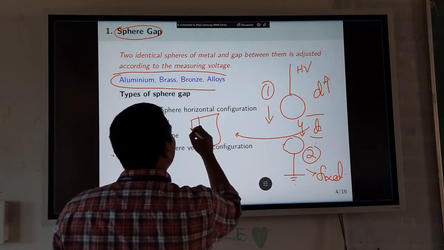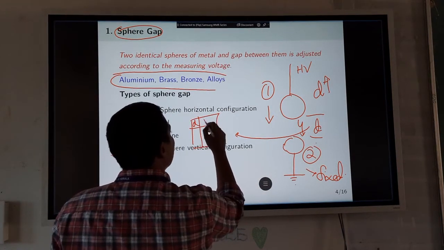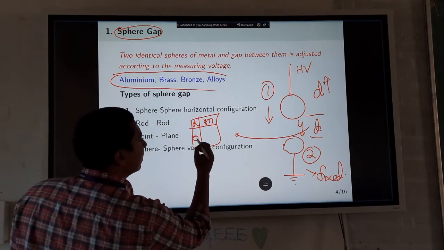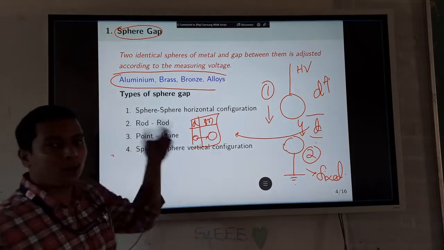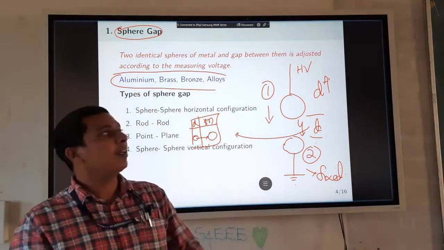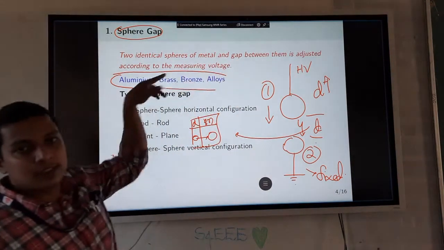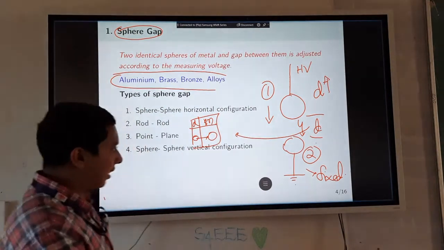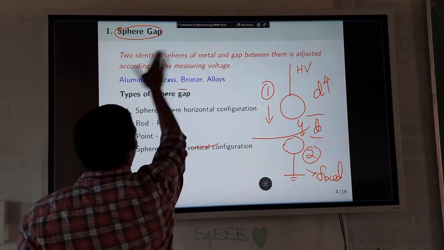In the chart you will have the distance as well as the breakdown voltage, and you will use that. Here you got a distance, and corresponding to it is the voltage value. You already have a lookup table. That gives the voltage under measurement. So this is the way you are going to use a sphere gap to measure high voltage. Let us see a bit more in detail.